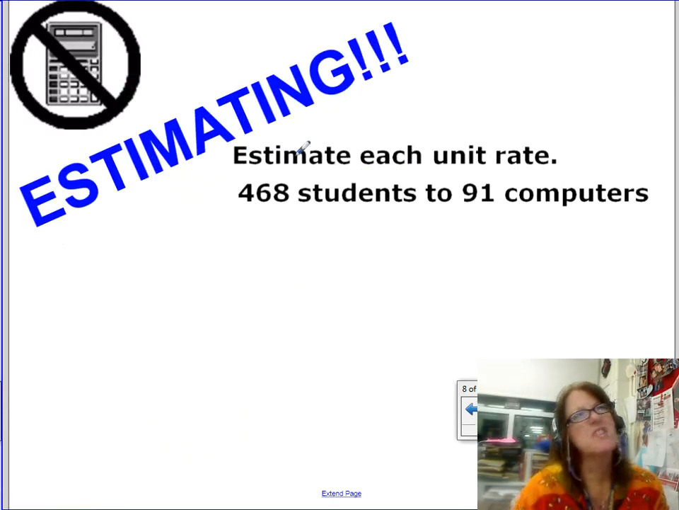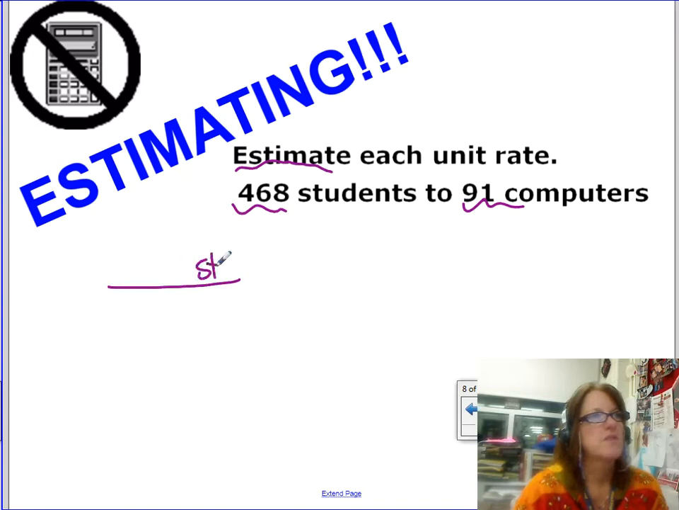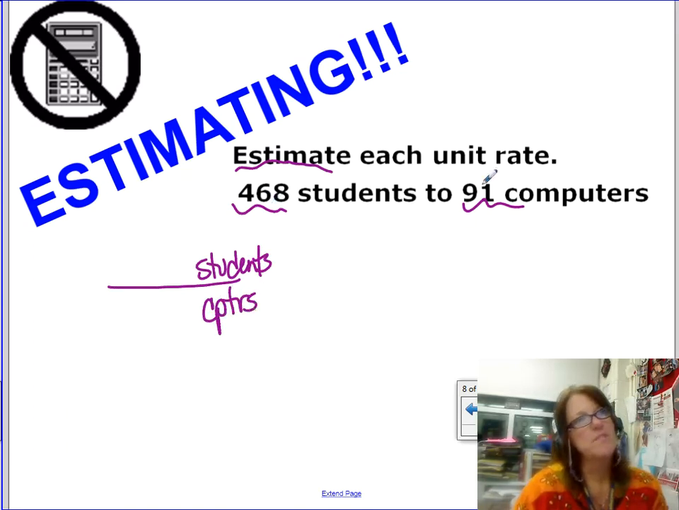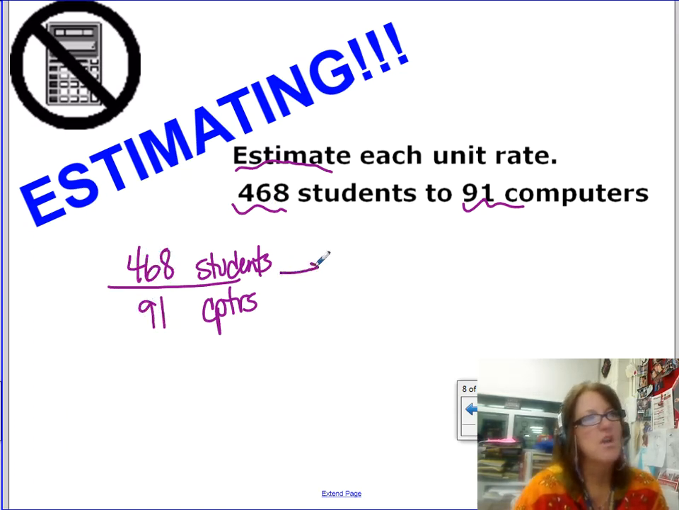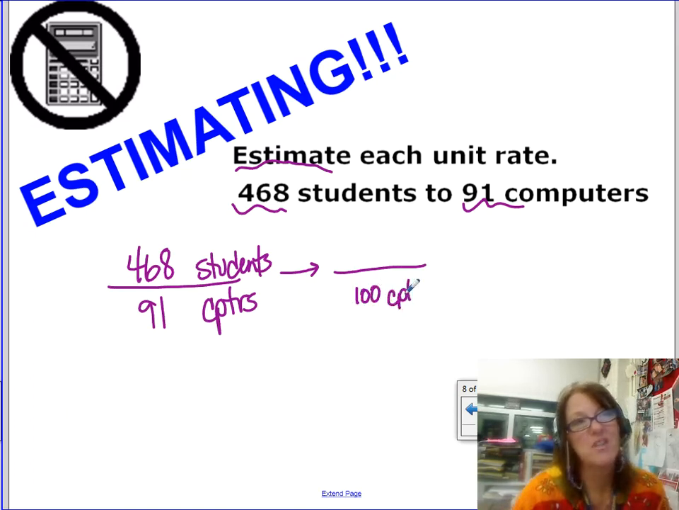Now, what if I say just estimate? So put the calculator down and don't touch it. If I say estimate the unit rate, and I've got students to computers here, I'm thinking a fraction, students over computers, and I've got 468 and 91. Usually, if I were grabbing a calculator, I would just divide this and go. But I want to just estimate and approximate. So let's pick a number that's decent to divide by here. Personally, 91 is really close to 100.